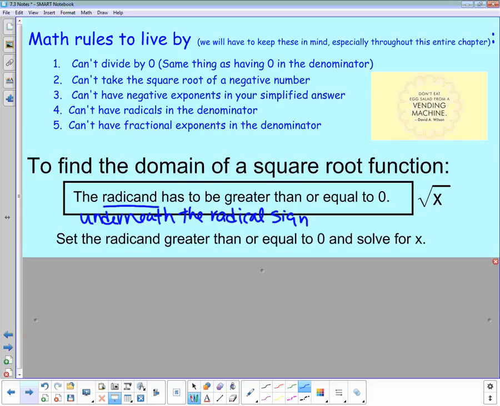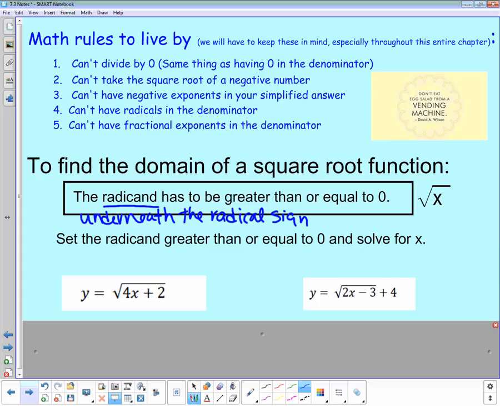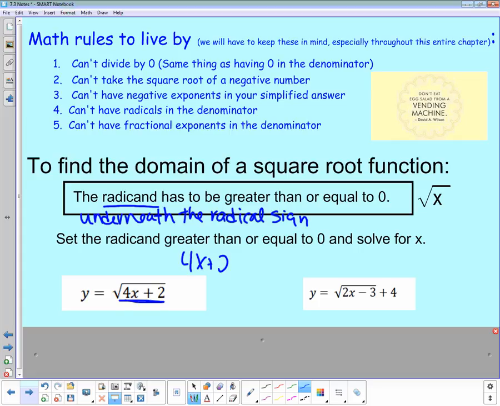So how we find the domain of the square root functions is we set the radicand greater than or equal to 0 and then solve for x. We have a couple examples here. Let's see. We have the square root of 4x plus 2. Our radicand is 4x plus 2. So to find our domain, we need to set 4x plus 2 greater than or equal to 0.